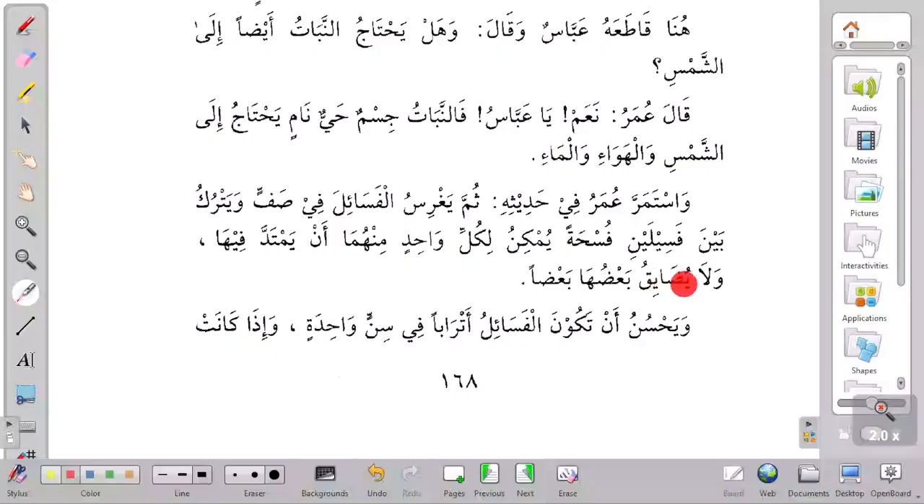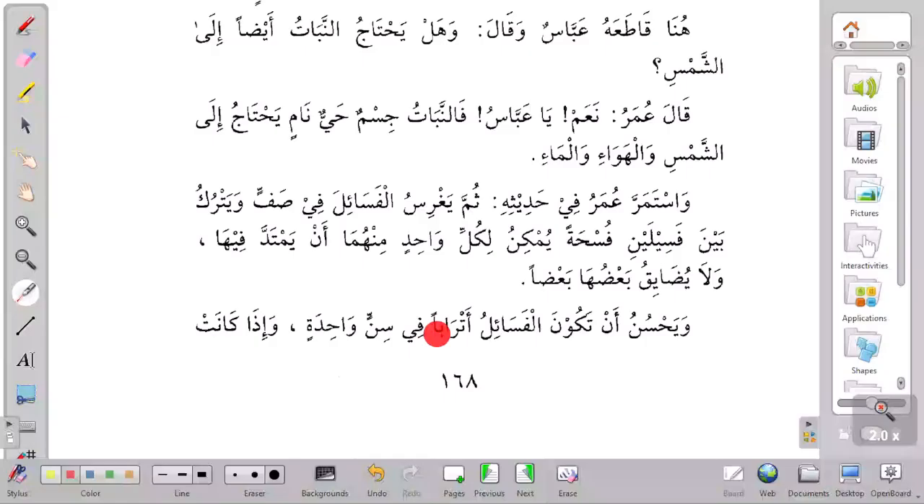So wala, for me, we have dayaqa yudayiku, for two or more things to narrow upon one another. So that's why he's saying, وَيَحْسُنُ أَن تَكُونَ الْفَصَائِلُ أَتْرَابًا فِي سِنٍ وَاحِدَةٍ. And it is good for the fasa'il, the sprouts or the seeds, to be atrab, of the same age. أَتْرَابًا فِي سِنٍ, of the same age.